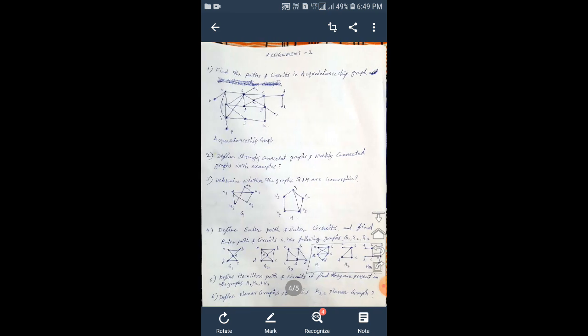So dear students, read carefully and properly all the units, and this is the last one. So this is the assignment 2 questions.